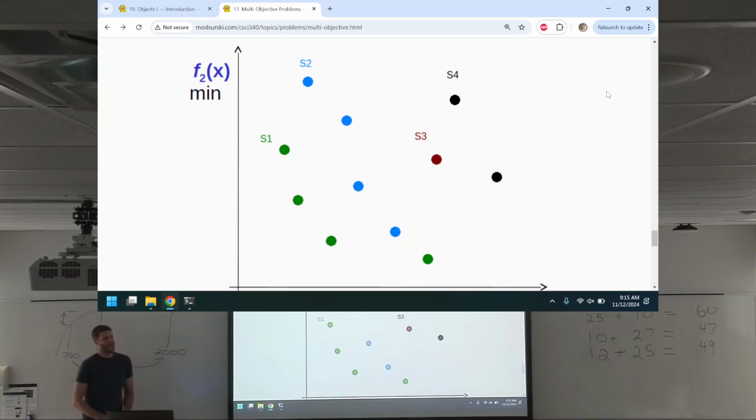And then what you do is you basically repeat the process by eliminating all the green ones, and then do it again. Then you find the blue set. Then you do it again. Then you find the red set. Then you do it again. Then you find the black set. You keep doing it again.